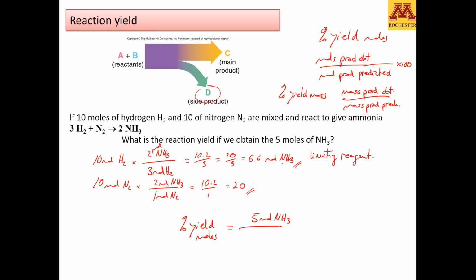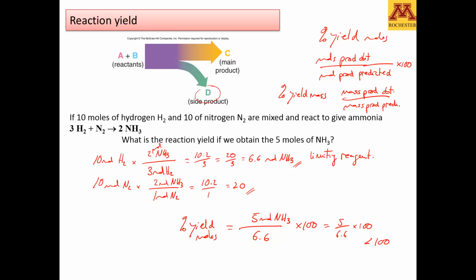How much did we predict? As many as the limiting reagent dictated, 6.6. And we multiply that by 100. So this is 5 over 6.6 times 100. That's our percent yield. Notice that it is less than 100. If your yield gives you more than 100, it's a wrong yield. Okay, hopefully that makes sense.